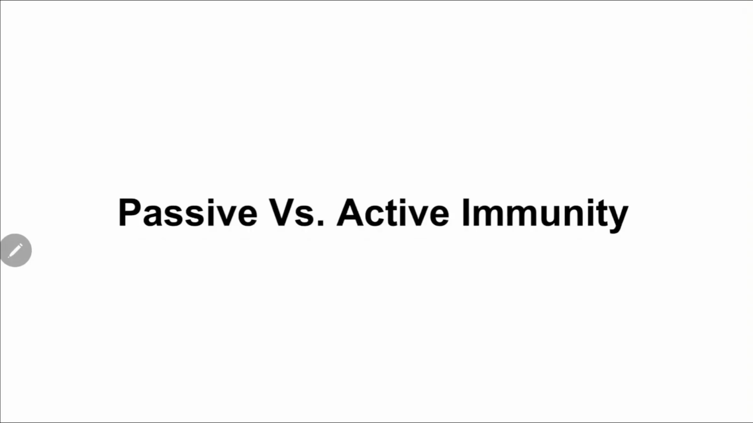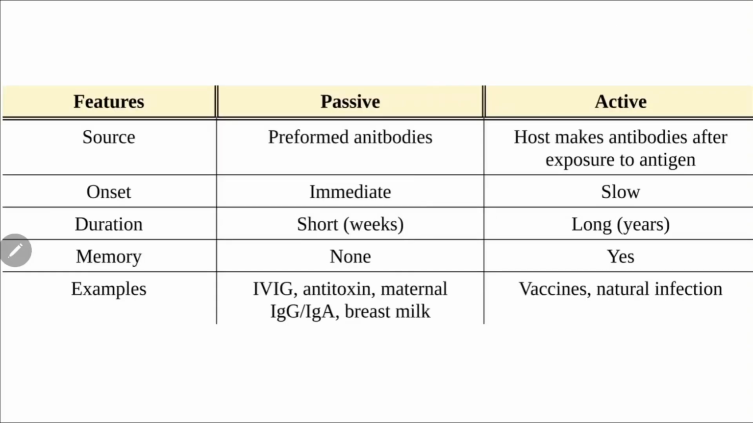Hi. So today our topic is going to be regarding passive versus active immunity. So first of all, passive immunity is when your body is introduced to pre-formed antibodies. So basically, you don't make those antibodies yourself. You are literally injected with those antibodies. While in active immunity, your immune system is exposed to an antigen, right? And it produces its own antibodies and memory cells.